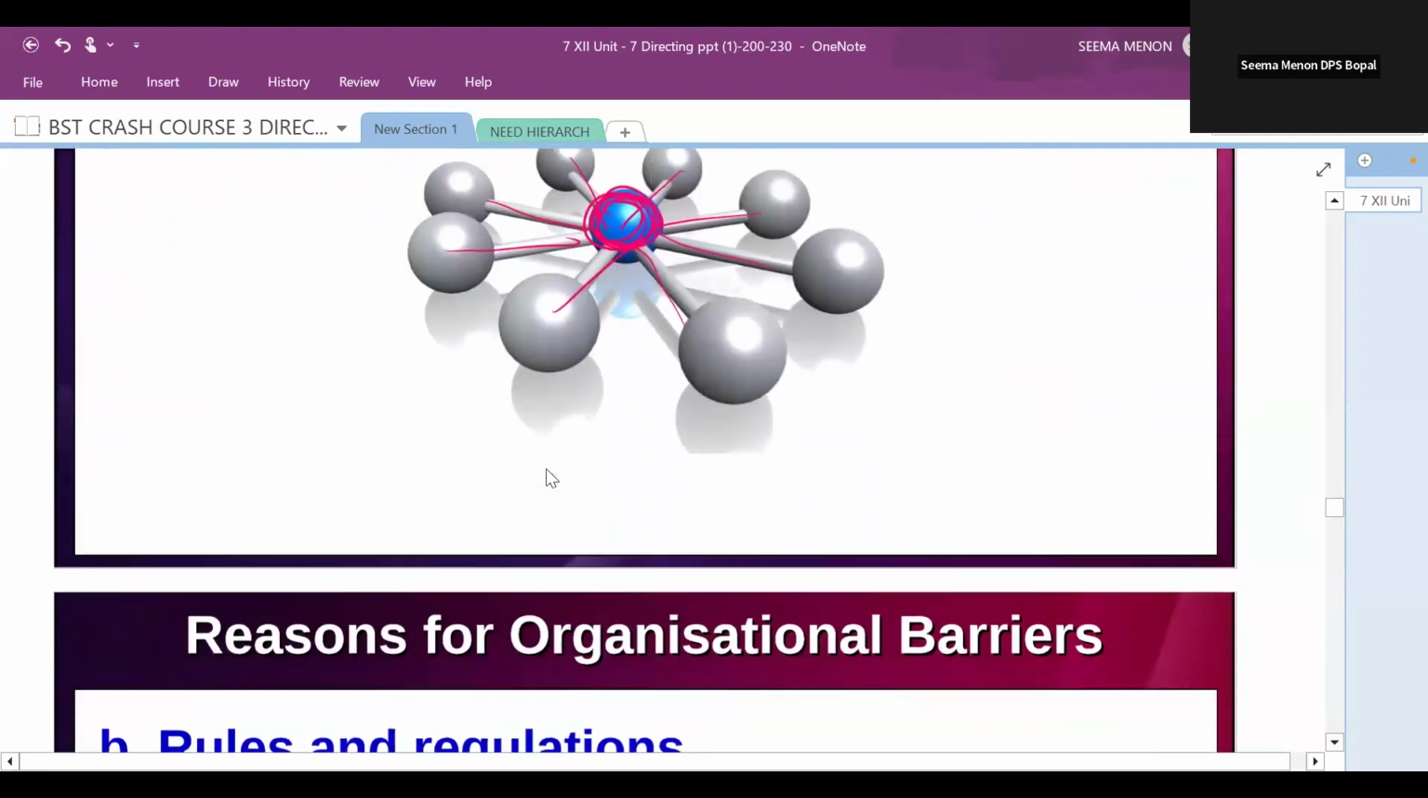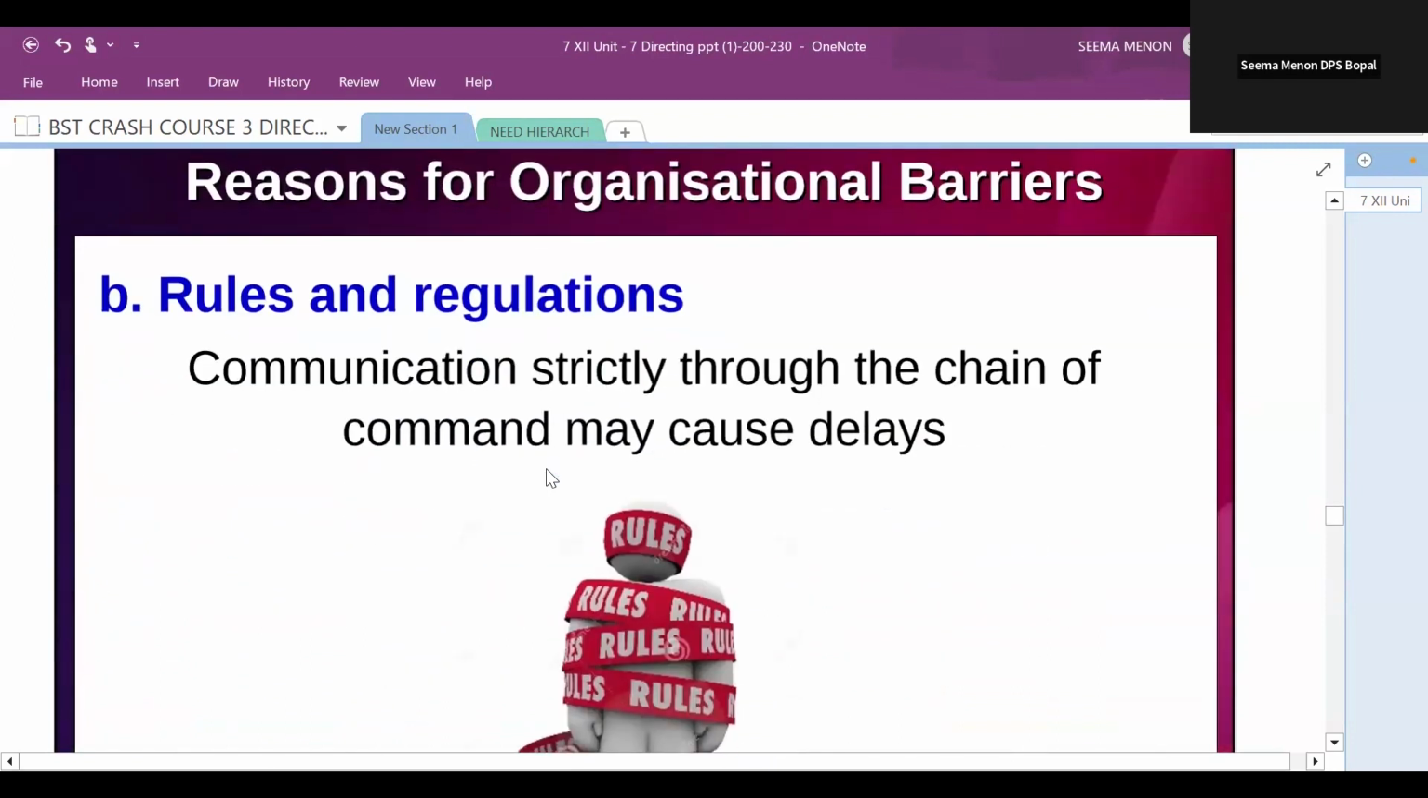There comes a delay. Rules and regulations: communication strictly through the chain of command may cause delay. Communication strictly through the scalar chain goes from one level to the second level. There are 5 levels. So from the top, the work goes first to the first level, then from that to the second level, then to the third level, then to the fourth level. It will go like that.